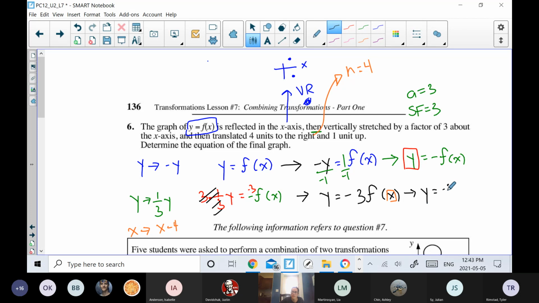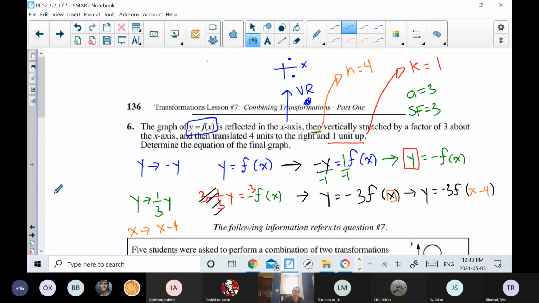Y is equal to -3f of x minus 4, right? Because if you saw this, you would say, oh, that's your h parameter. H is 4, which is exactly what I need. If h is 4, it's going to the right. The last transformation is this guy right here, 1 unit up. That is a k transformation. K is equal to 1. What was the replacement for a k transformation?